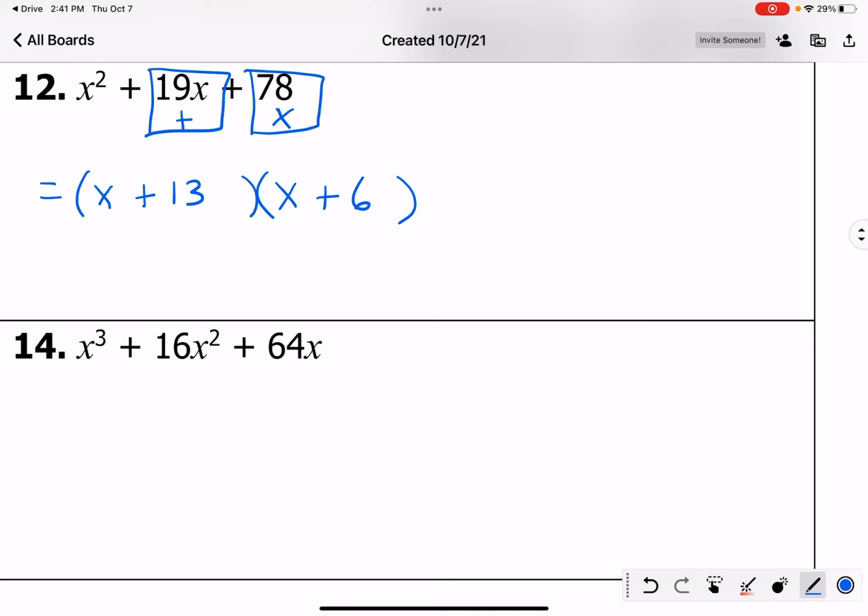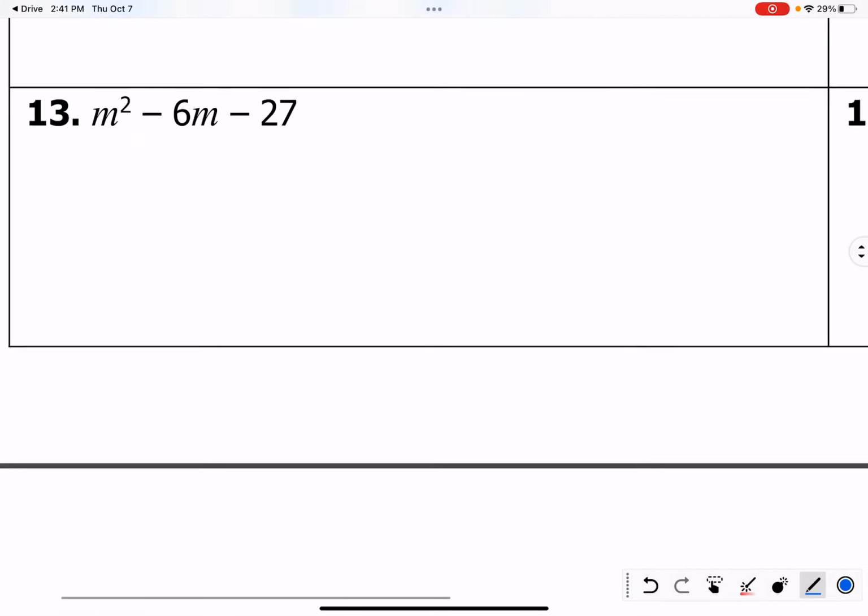Now, the order of this doesn't matter because both signs are positive. So if you put the 6 first, it's totally fine. The order didn't matter because when you add up 2 positive numbers, you're going to get another positive number anyway.